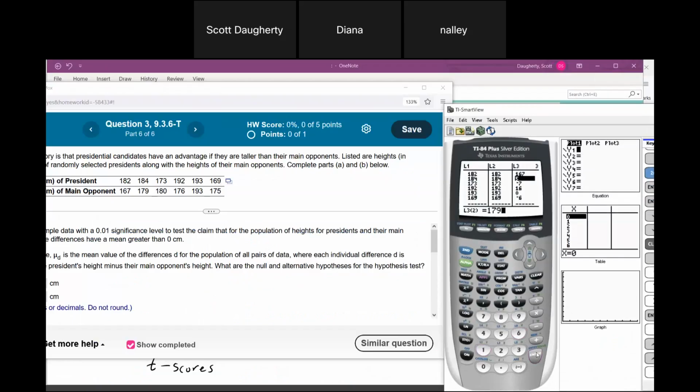179, 180, 176, 193, and then 175. And then I'm going to go to L1. So look, all I've done here is put the president's height into L2 and their opponent's height into L3. And then I'm going to go to L1 and type in L2 minus L3.